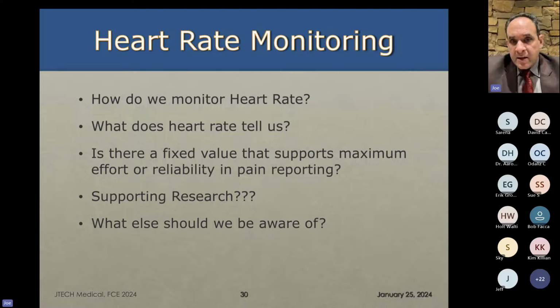So again, heart rate can tell us lots of things. It can tell us what kind of physical condition they're in, if they're giving good effort, and if they're consistent with their pain reporting. However, there's no set research that says this change in heart rate determines the maximum effort, or this change in heart rate determines that pain was present. Again, everyone's different. There are lots of components, including comorbidities and physical condition and genetics.